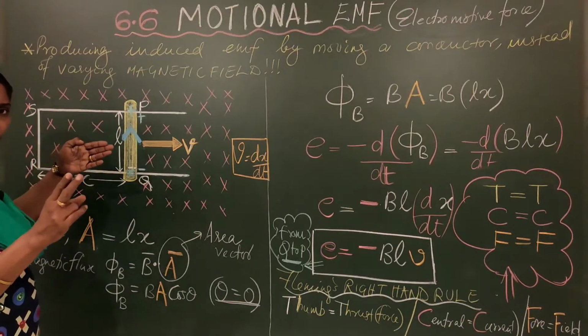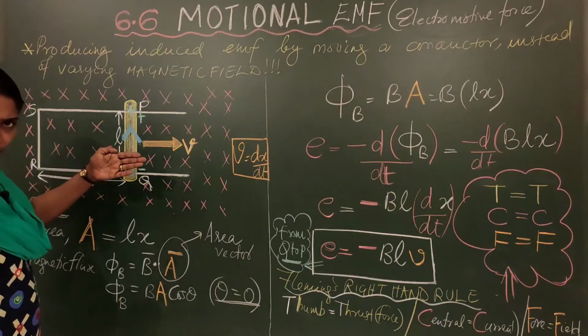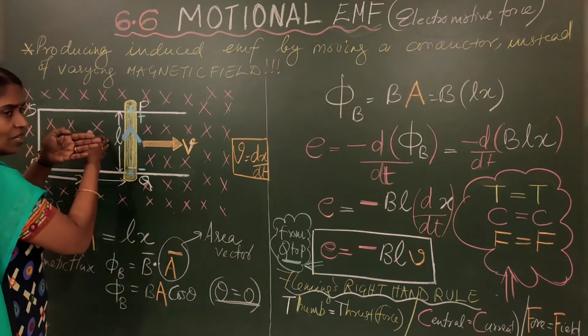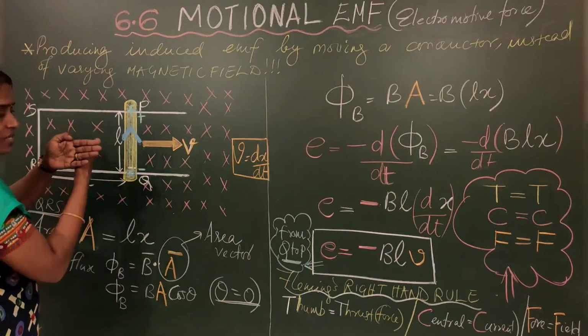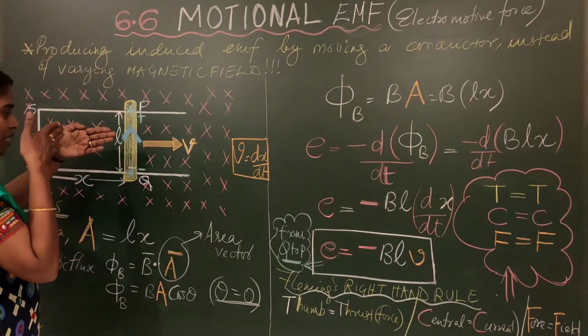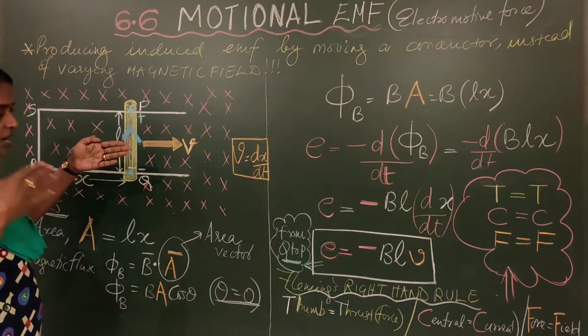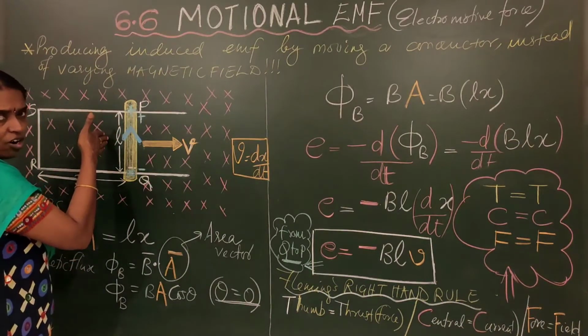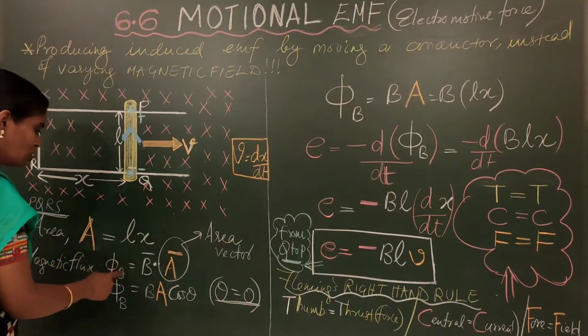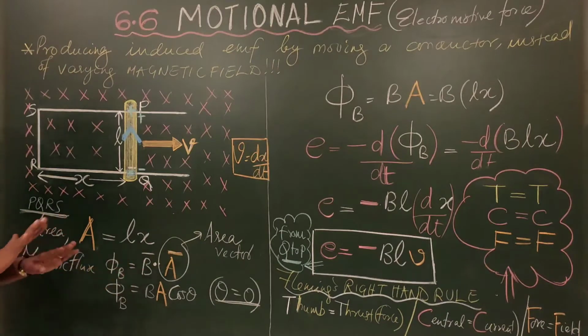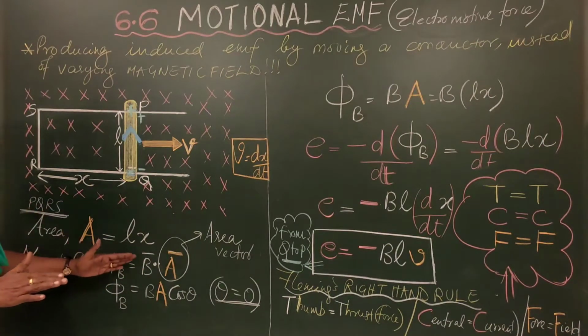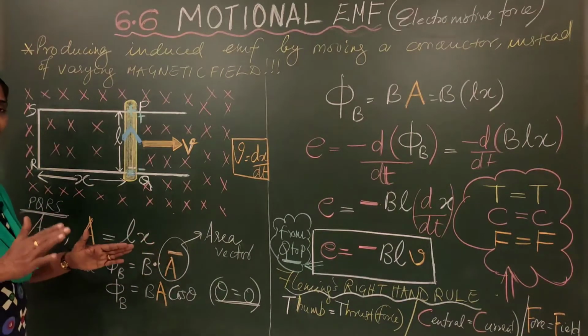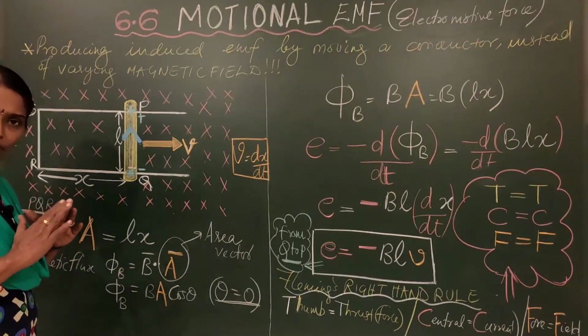Because you can have two normals. One outward, the other one is inward. But once you are taking this face, this is the normal. If you are taking this face, this is the normal. But we need this face, so we are taking an inward drawn normal. Means, what about the angle between B and A? Same. So, angle between magnetic field and the area vector is theta equal to 0.